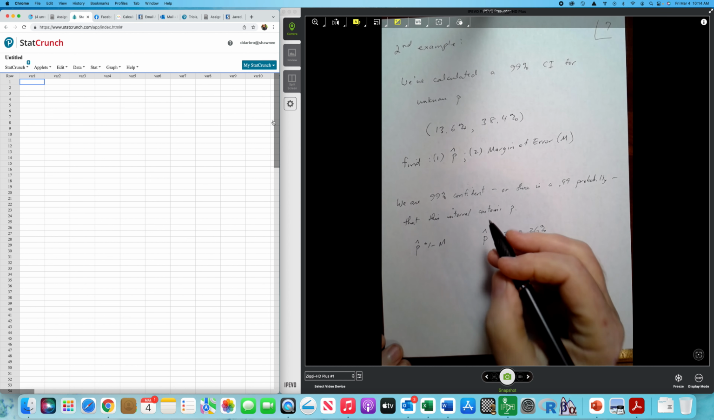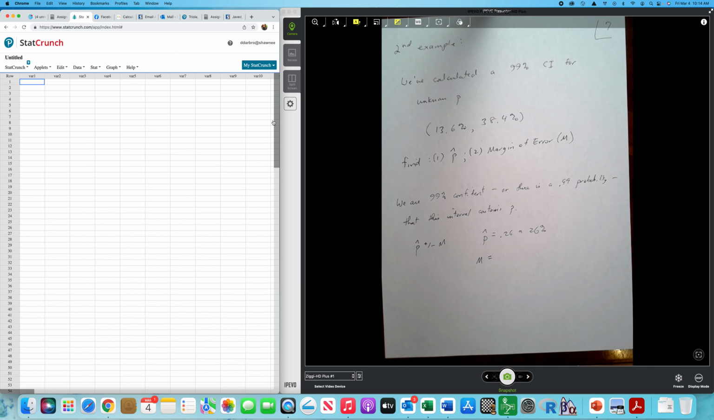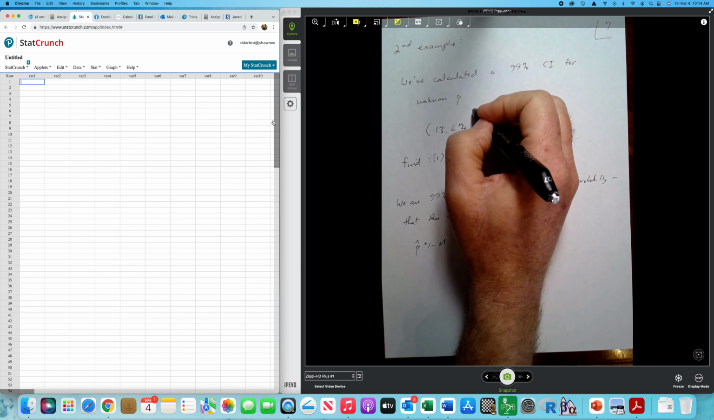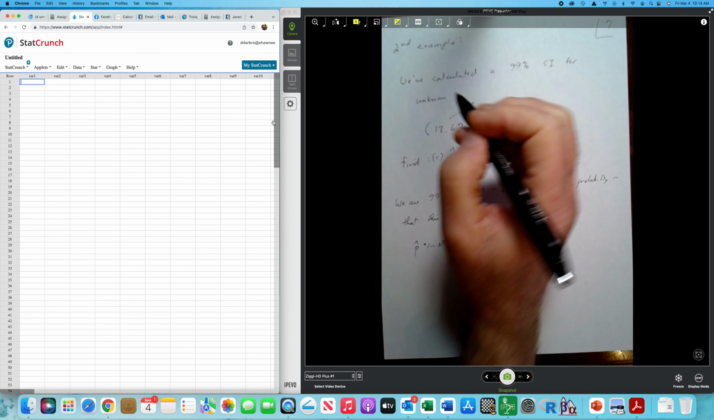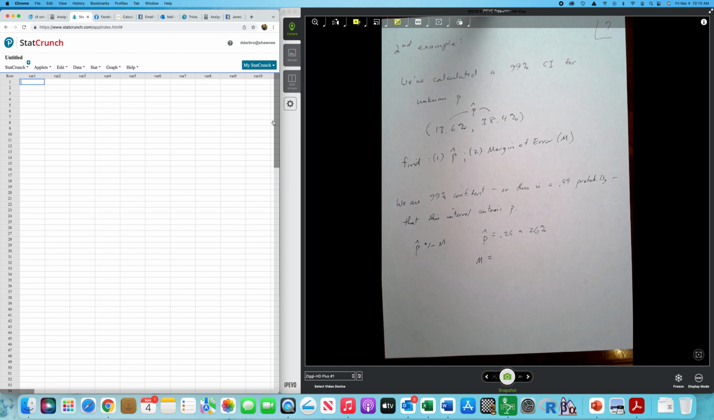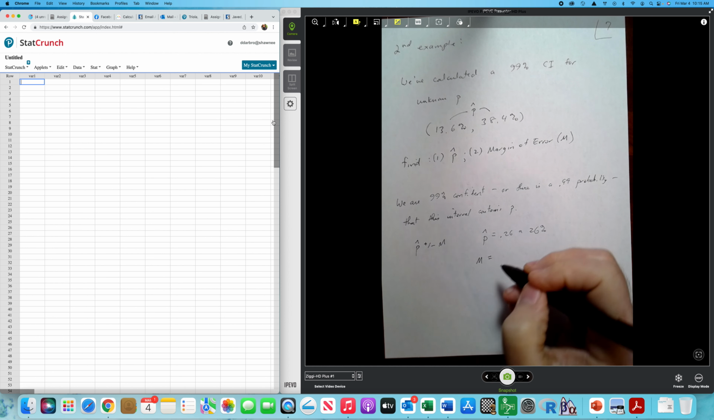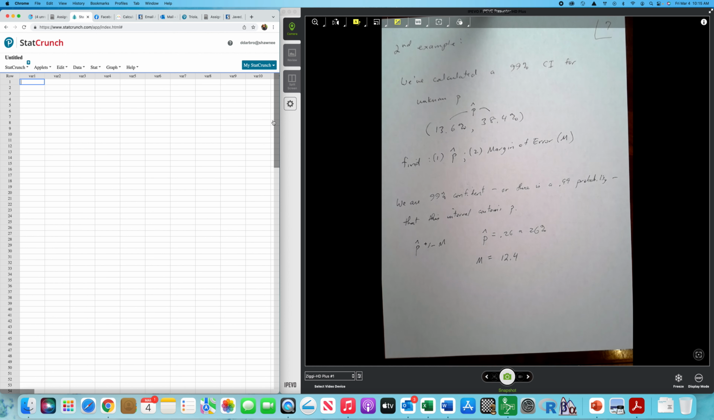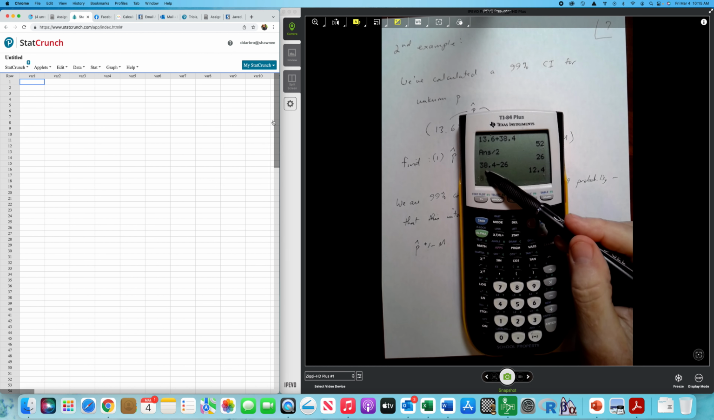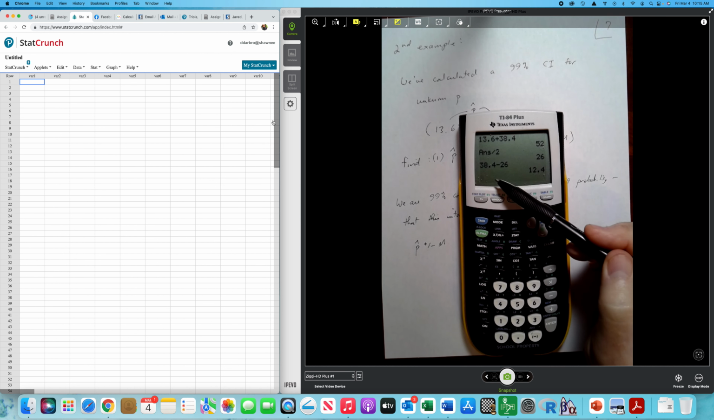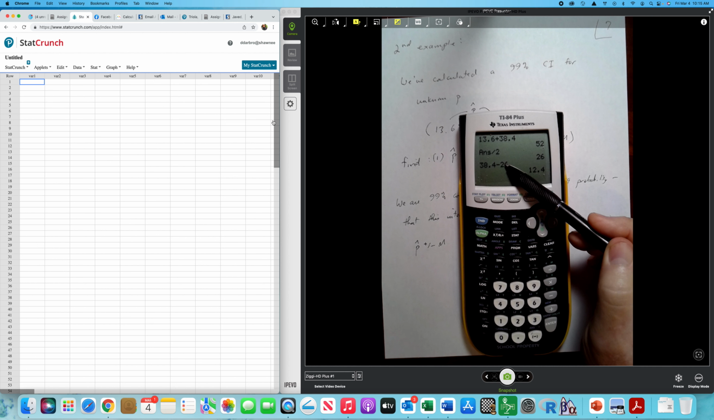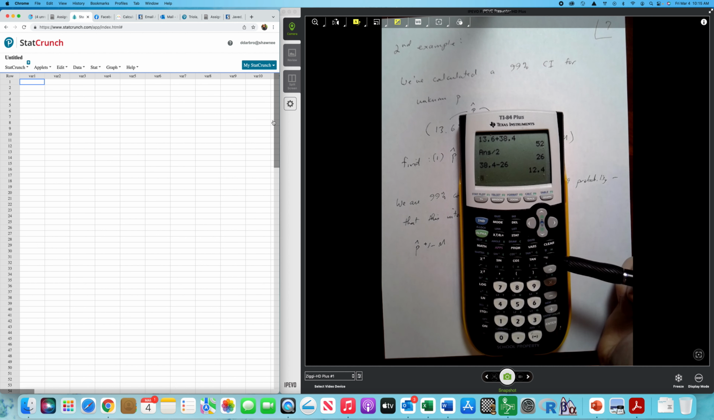Now, the next thing we may want to be able to find is the margin of error. Now, remember, the margin of error is what? It's the distance from the p hat to each of the endpoints. So really, all I need to do is take one of the endpoints. I'm going to take the largest one, 38.4, subtract the p hat of 26, and my margin of error has to be 12.4. Again, this is all I did. I took the 38.4, which was the right bound of my interval, minus the value in the center, which is 26, and I get 12.4.